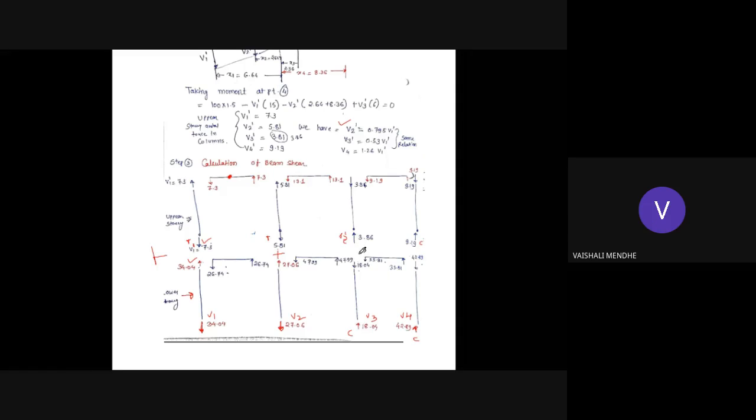You can find out for this and for this, so in this way you will get the values of beam shear. From column axial forces you will get beam shear, and from beam shear you have to find out beam moment and column moment, because you have to analyze this frame, that is, you have to plot the bending moment diagram of beam and bending moment diagram of column.